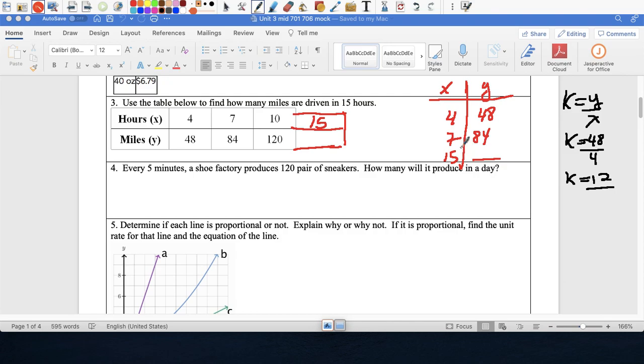Right, so 15 times 12. So let me add on to that. So this is times 12, this is times 12, and this is what will be times 12. So 15 times 12 equals 180.